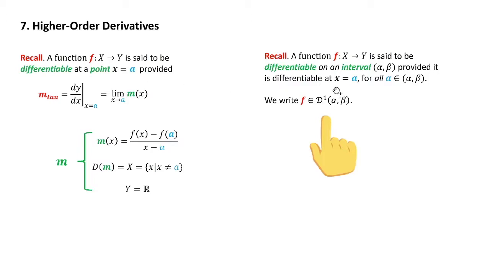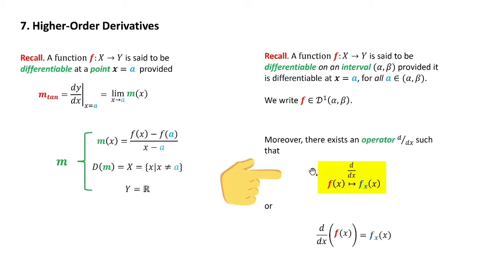If it's differentiable at all points in an interval, right? This limit exists at all points in the interval, i.e. the slope of the tangent line exists, so there's a tangent line or linear approximation. For every point associated with the x value in this interval, the function is said to be D1. This function is an element of the set D1, which means differentiable first derivative functions on the interval alpha to beta.